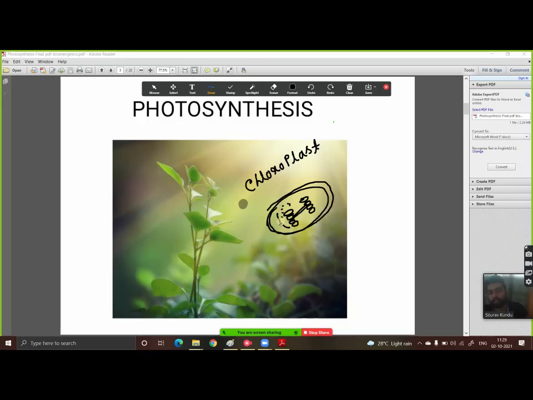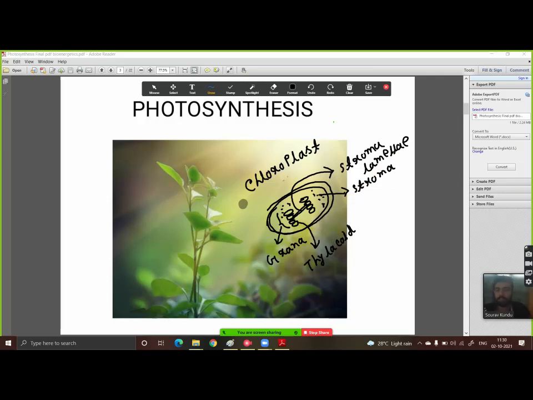Okay, so this total is known as grana, in which one particular disc is known as thylakoid, and this is known as stroma lamellae. This is not that much important. And this matrix, this fluid part, is known as the stroma.